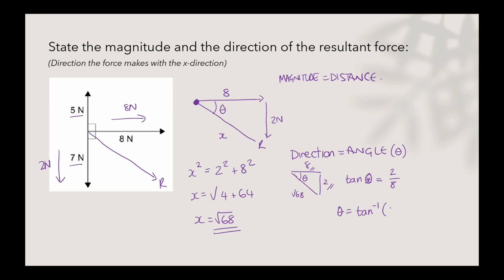Now if you wish to use the same values or simplify, it's entirely up to you, in which we get a theta value of, and typing that into my calculator, I get a value of 14.036. So that's going to be 14.0 degrees, and that's to 1 decimal place.